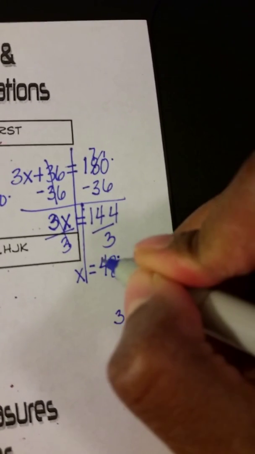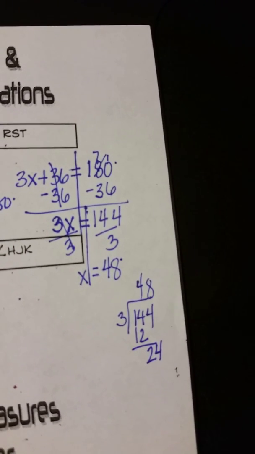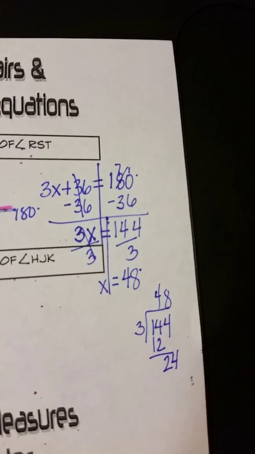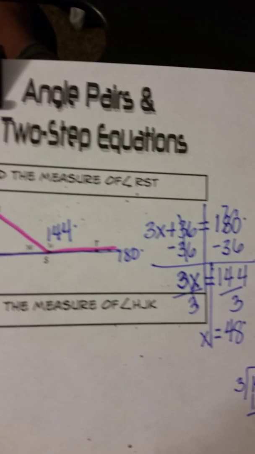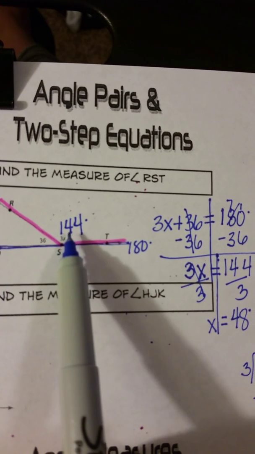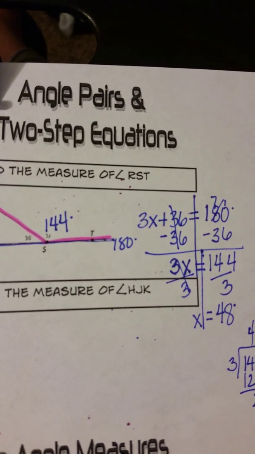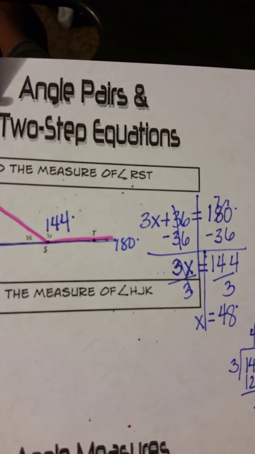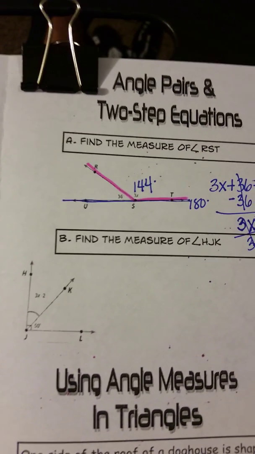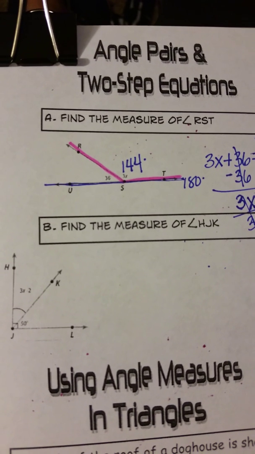That's if I asked you what would be the value of x. So my angle measure there is 144, and I can check myself by doing 36 plus 144 to see if it equals 180. All right, B part, it says find the measure of angle HJK.